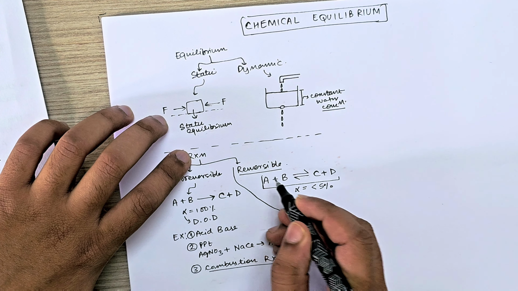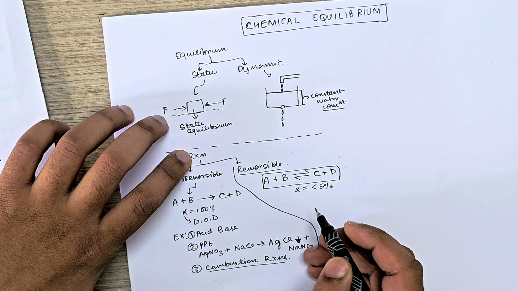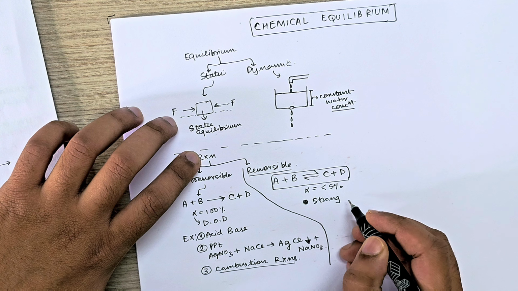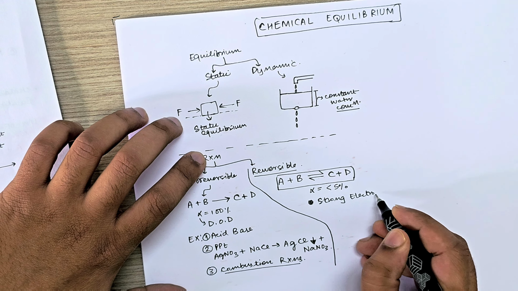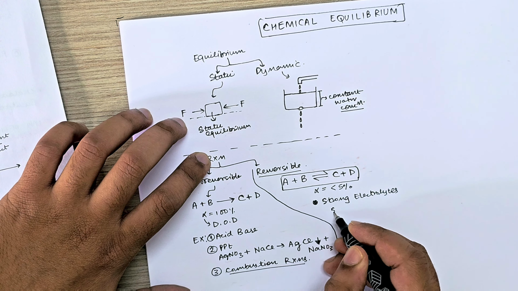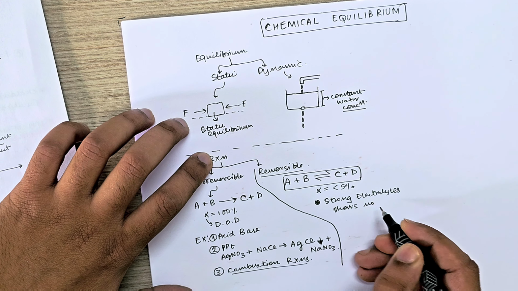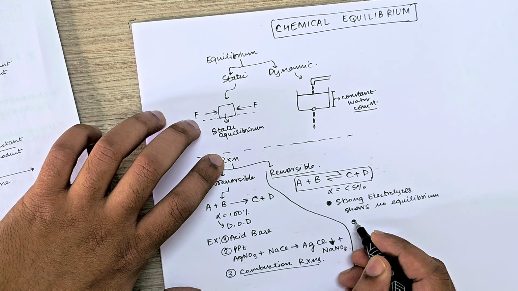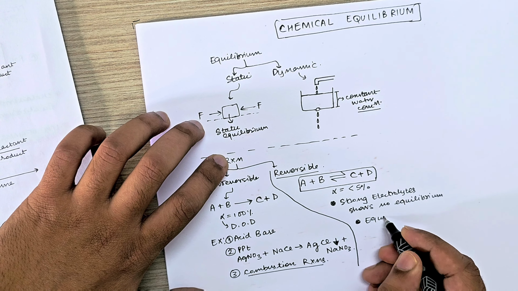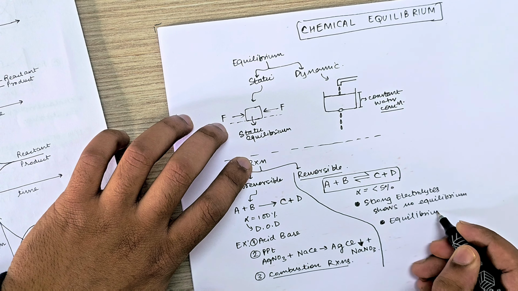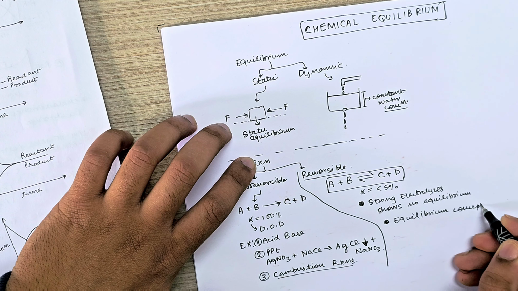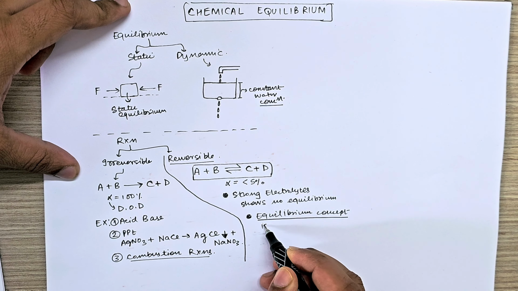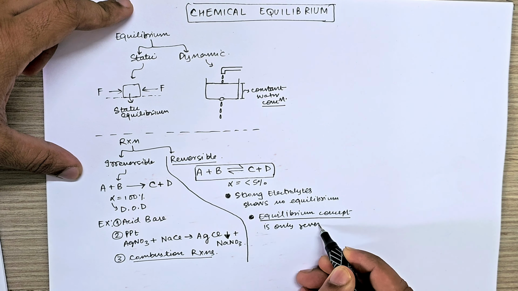If you want to clear out where equilibrium establishes, here is a point that strong electrolytes show no equilibrium, as the next point implies that the equilibrium concept is only for reversible reactions.